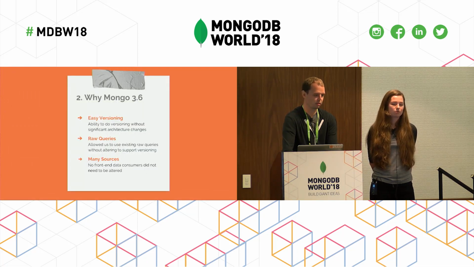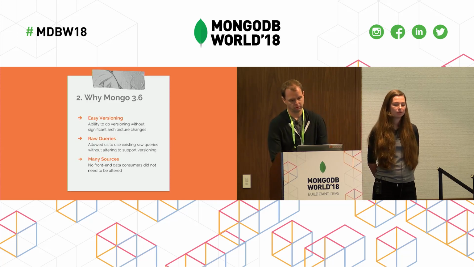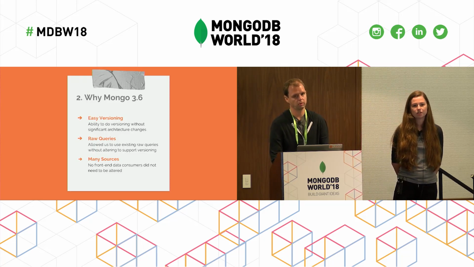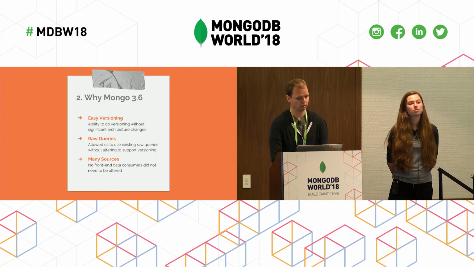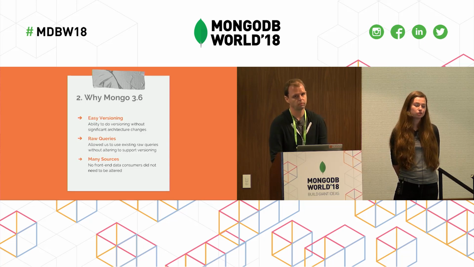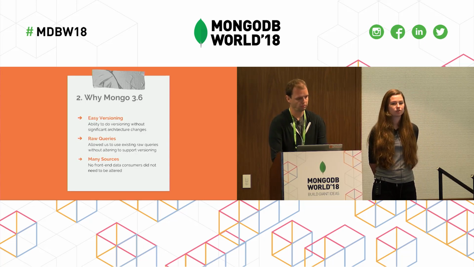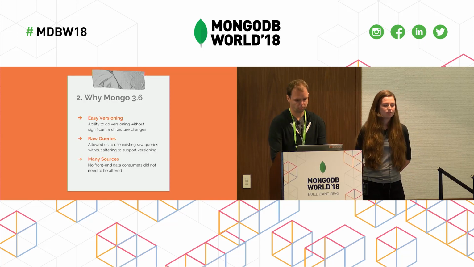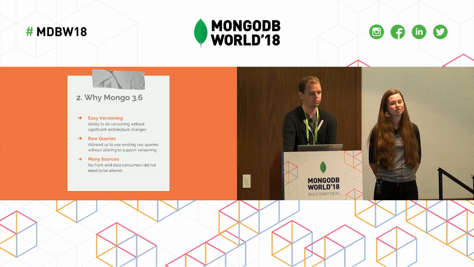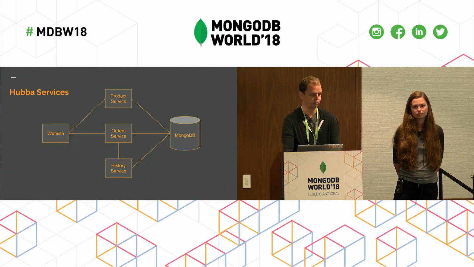Why did Mongo 3.6 appeal to us? First of all, we could do versioning very easily. We didn't need to make any significant architecture changes to implement it. We could keep those fun raw queries that we love so much, so it allows us to keep our denormalization strategies. And then we could keep many sources. None of our front-end data consumers from all those other teams we talked about needed to be altered in order to support this versioning. And so we decided we would use change streams to version our data.